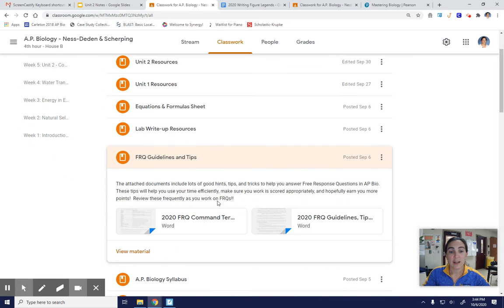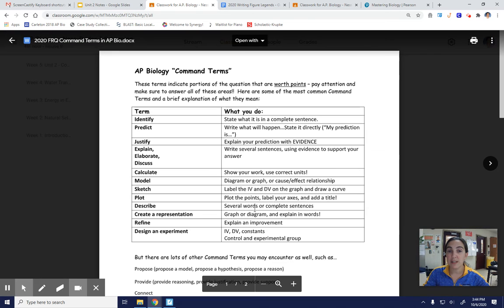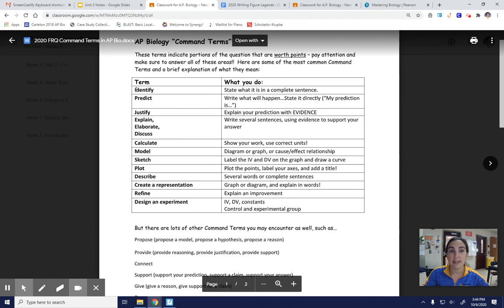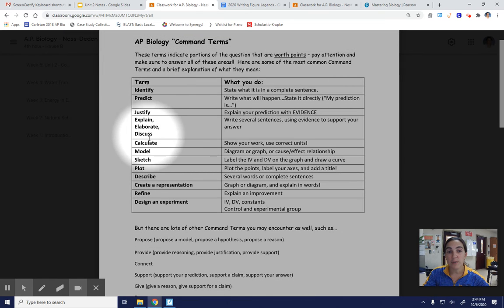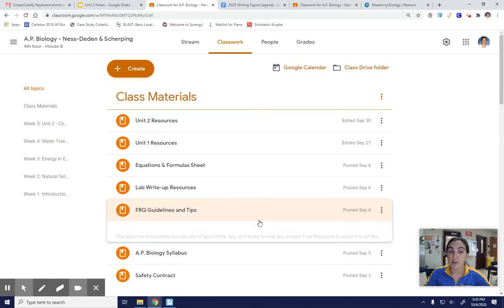Let me see. There's another document on here called the FRQ command terms. You've probably started to notice some of these, the action words in FRQs. This is a good document just for a quick reference. These are some of the most common and there are more. And it tells you a little bit about what that means. These also are kind of a clue as to how many points that section will be worth. Something that just says to identify something is probably just a 1-point question. It literally just wants you to say what it is. But if it asks you to justify, explain, elaborate, discuss, those are questions that are going to require a little more lengthy answer. So you have all those documents in here as resources for you.